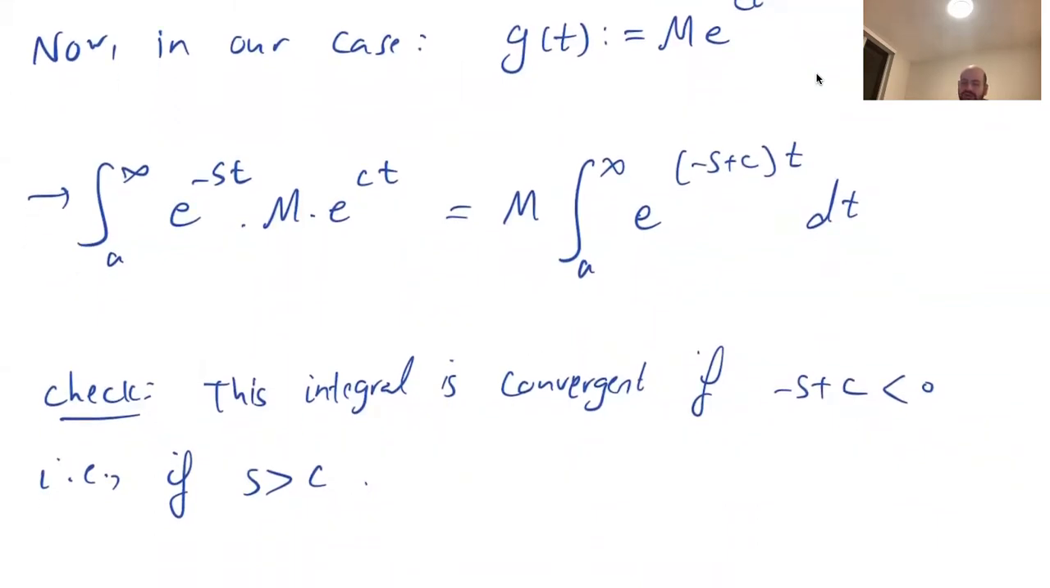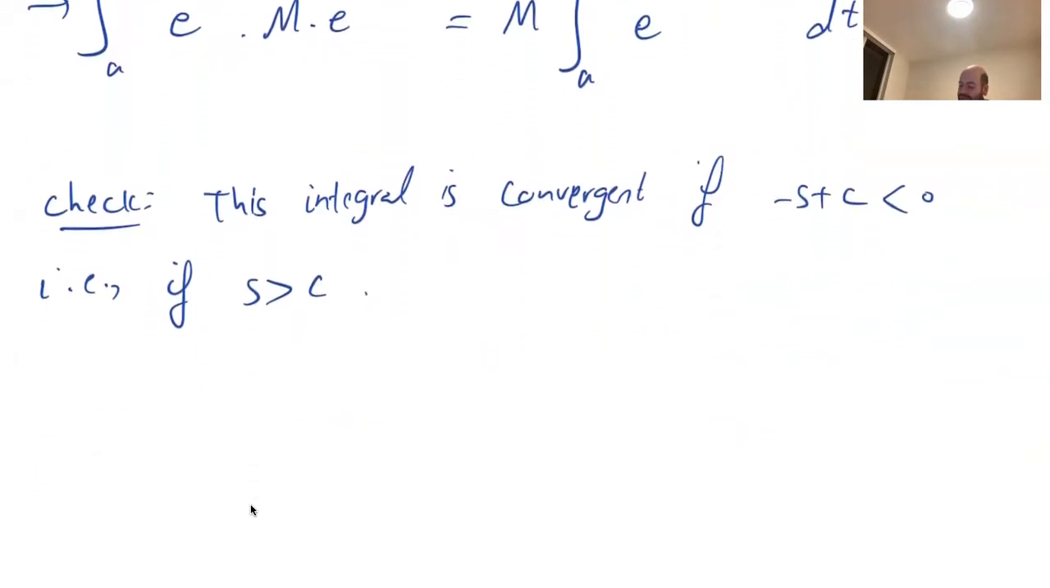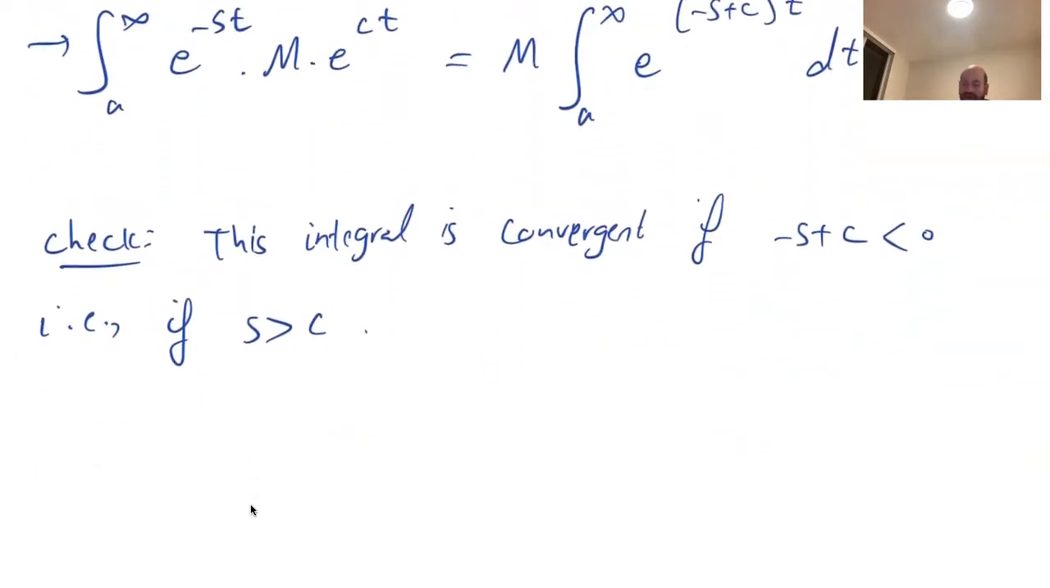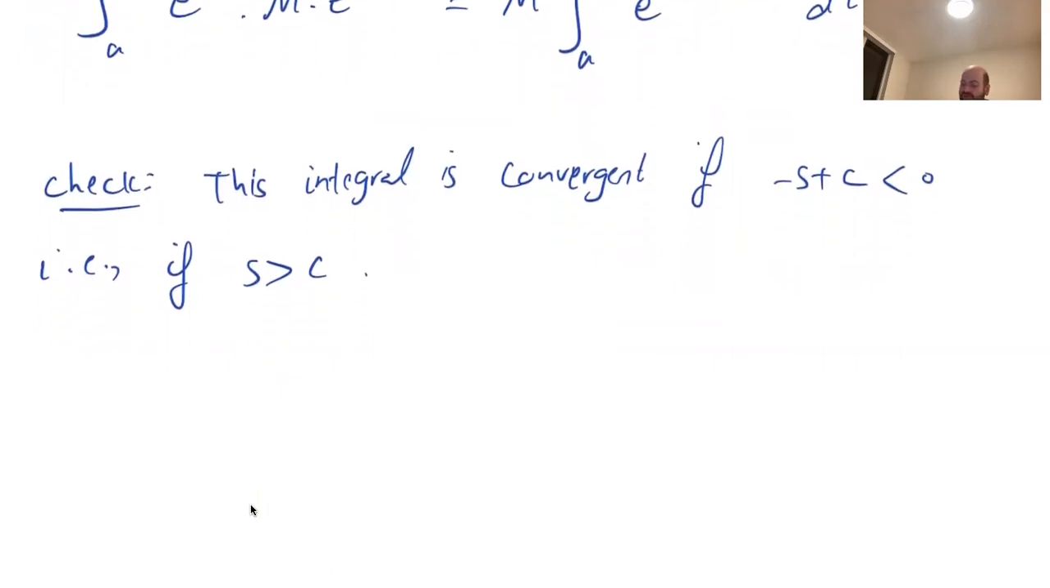We had similar examples last time. Just write down the definition of this improper integral. You will see that it is convergent. The limit as h goes to infinity exists as long as this number here is negative, which means minus s plus c is negative, and that's equivalent to saying s bigger than c. Now, therefore, for these values of s, for s bigger than c, what can I say?